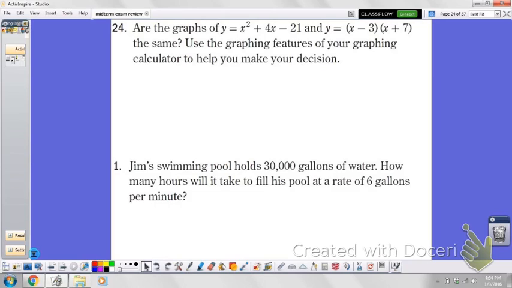Number 24 is asking us if the graphs of y equals x squared plus 4x minus 21 and y equals the quantity of x minus 3 times the quantity of x plus 7 are the same. We're going to find out if they're the same by using the graphing features on our graphing calculator. So what you need to do is go into your calculator, go to y equals, graph both of those, hit graph, and see if they are the same graph. Whenever you do graph these, they will make the same graph. So we know they are the same because they make the same graph.